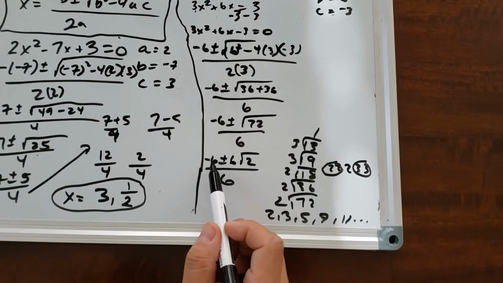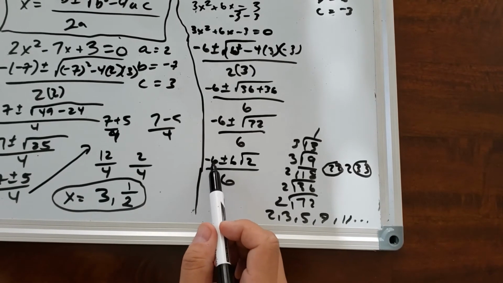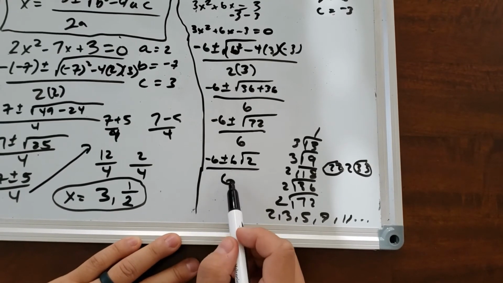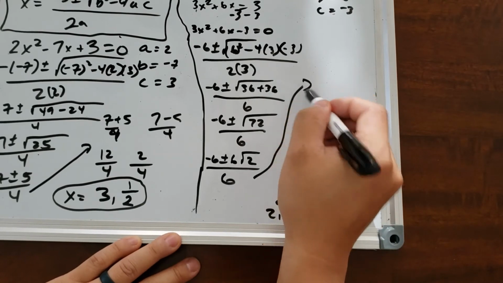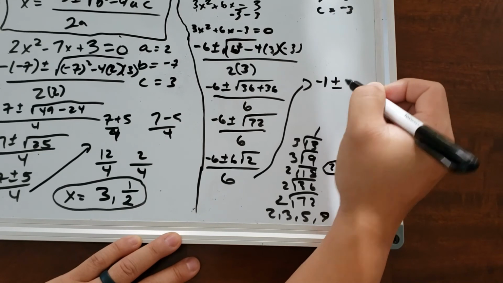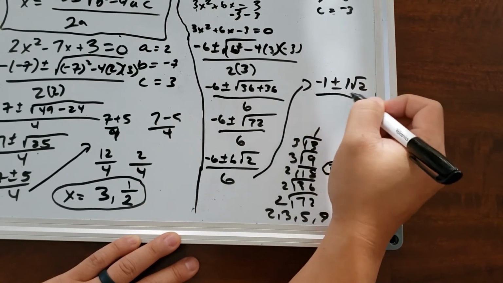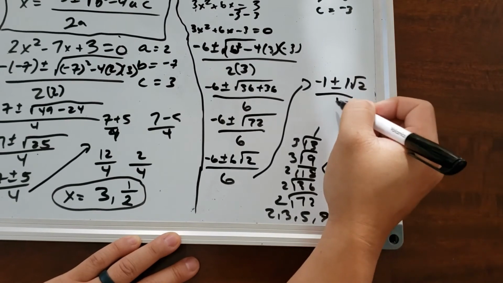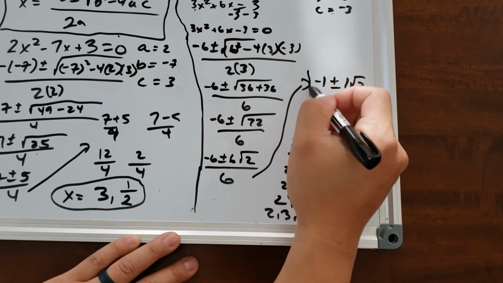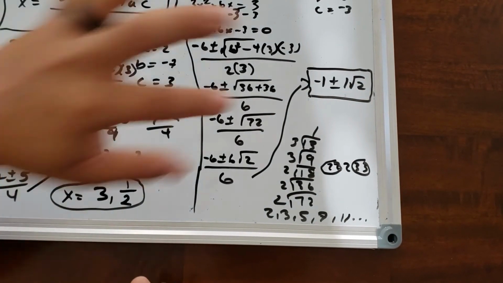So is there a number that can divide all 3 of these numbers? And what's the biggest number that can divide all 3 of these? Well, 6 can divide all of these, yes? So what I'm going to do is divide each of these by 6. So -6 divided by 6 is going to give me a -1. I'm going to put my plus or minus. 6 divided by 6 gives me 1, square root of 2 over 1. And now I don't need this divided by 1, so I can go like this. And then this is what I'm looking for as an answer, okay? And I'm going to leave it like that.